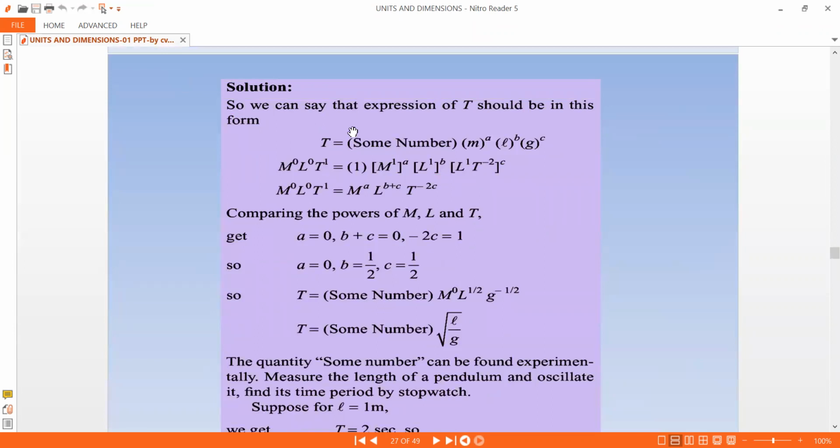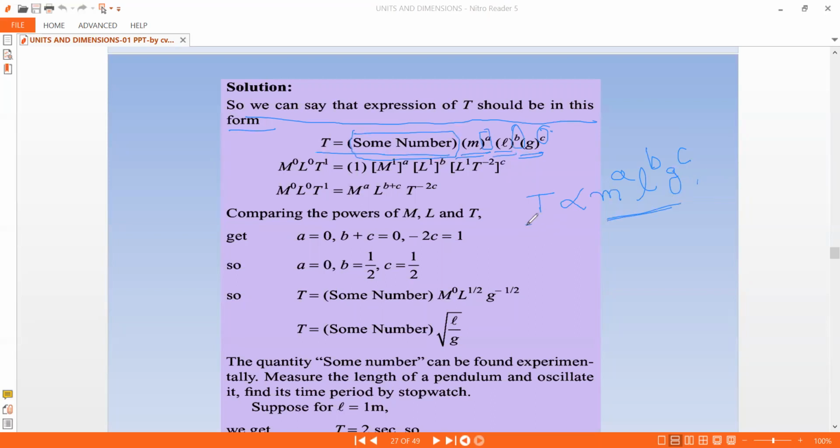So we can say that the expression for T would be in this form. The time period is some number, which is called the proportionality constant, multiplied by mass to the power A, length to the power B, and g to the power C. Like this we'll write first. So T is proportional to M^A into L^B into g^C.